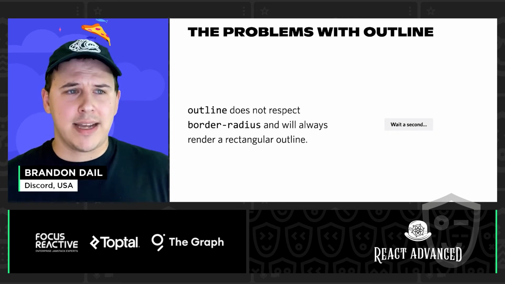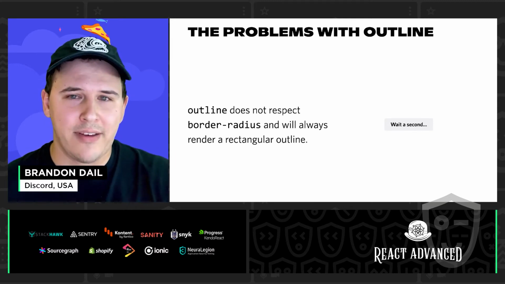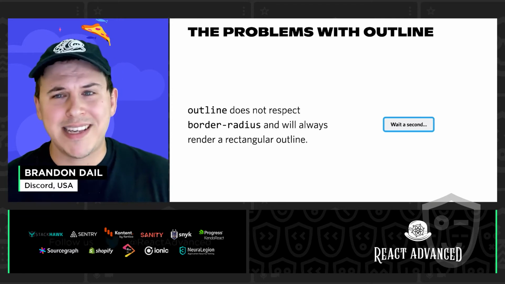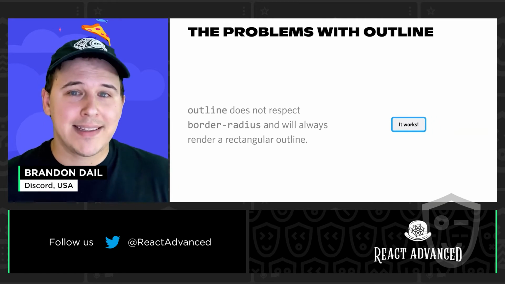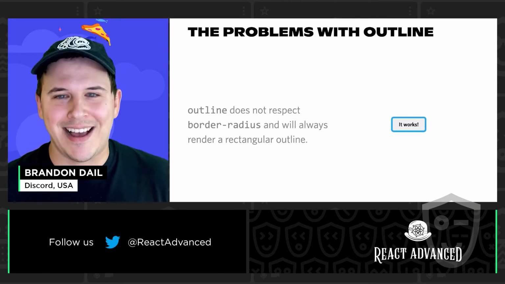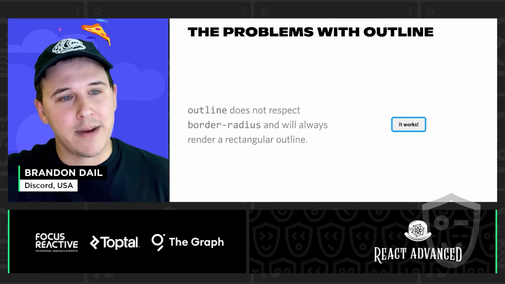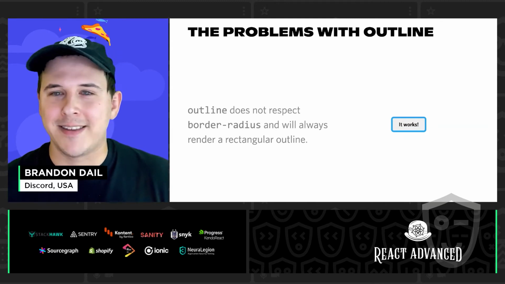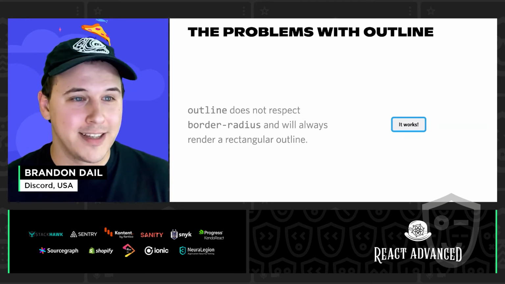Now, this last one here, outline does not respect border radius. This has been true for a long time, but if I tab to this button here, which has a rounded border, you'll see that it actually is respecting the border radius. And that's because this was actually fixed. When we wrote our solution, when we were working on this, that wasn't the case. Browsers would still always show this rectangular outline around circular buttons. But when I was writing this talk, I tested it out, and lo and behold, browsers have solved this issue.